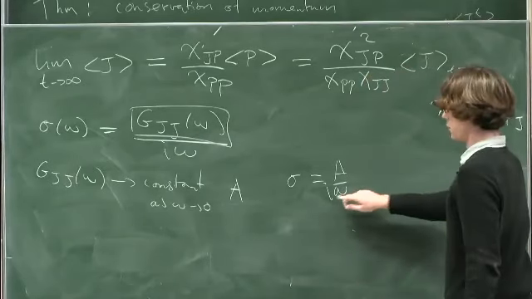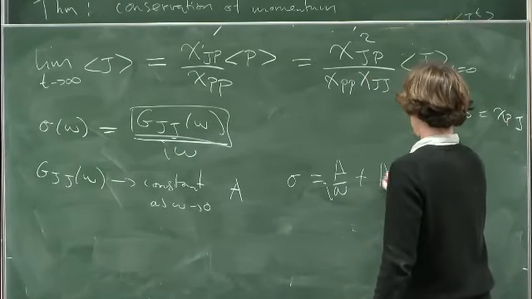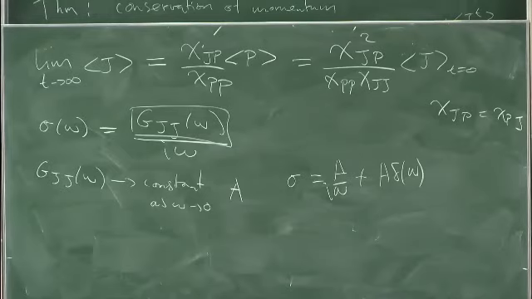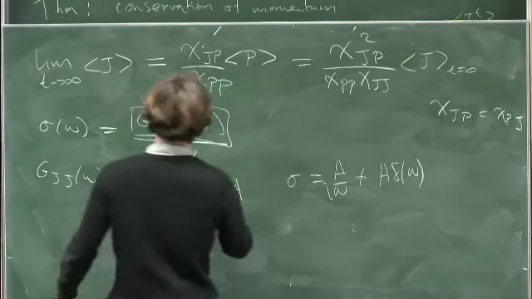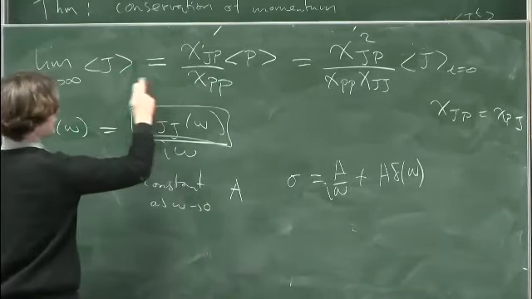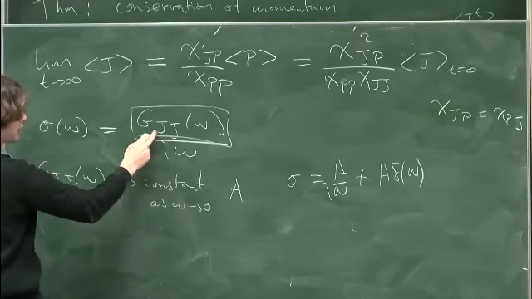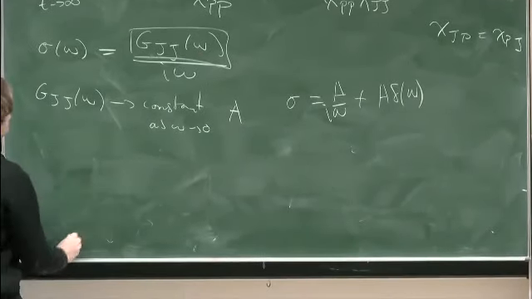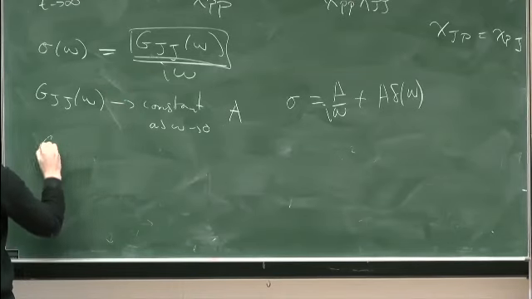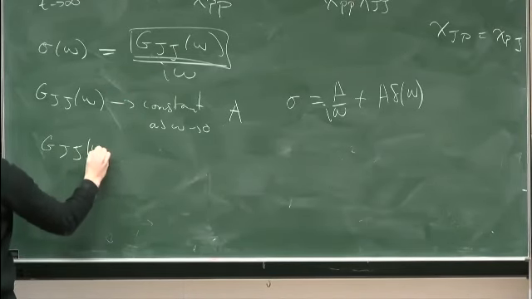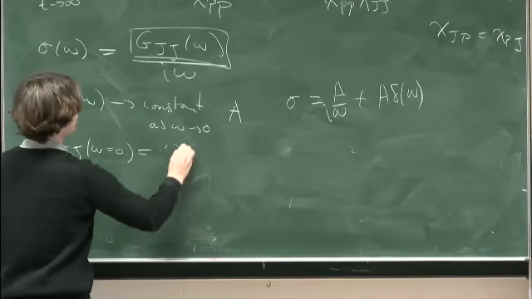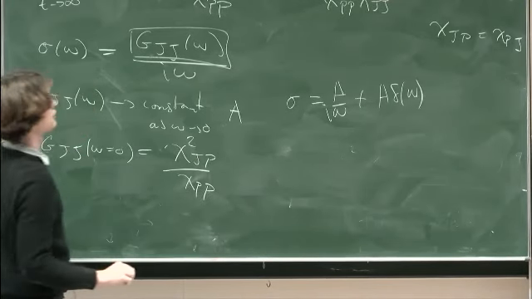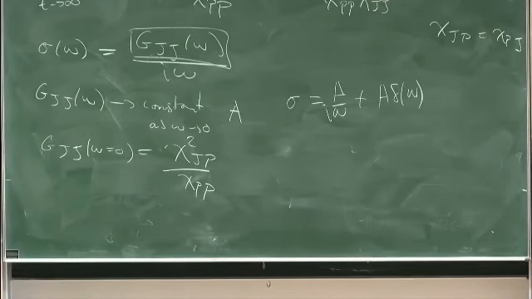And then we should remember that 1 over omegas always come with the delta function imaginary parts. Okay, so now I want to claim that what this line tells us is that G_JJ at omega equals 0 is in fact equal to chi squared JP over chi PP. So let's see if I can convince myself that that's true.